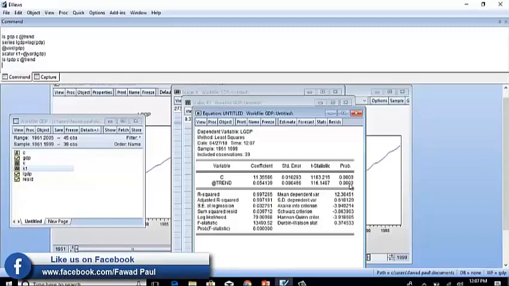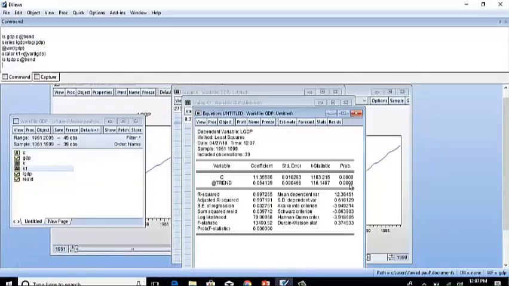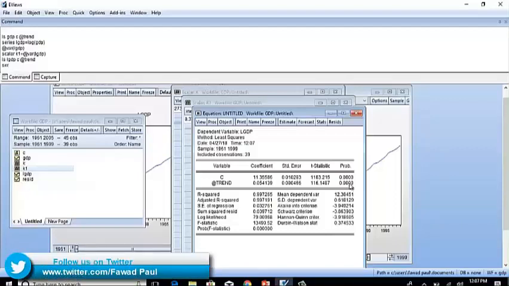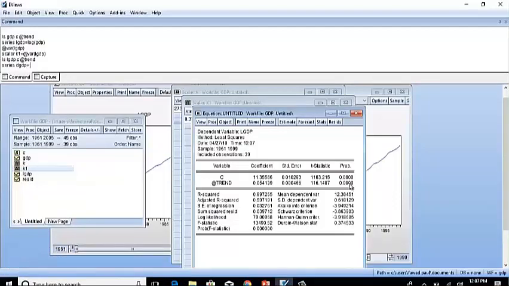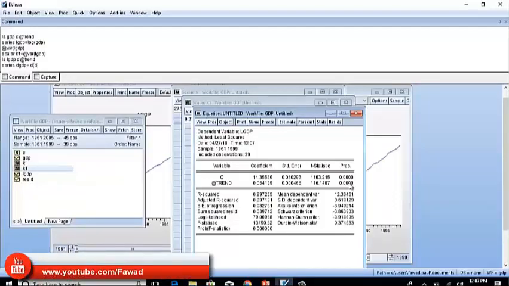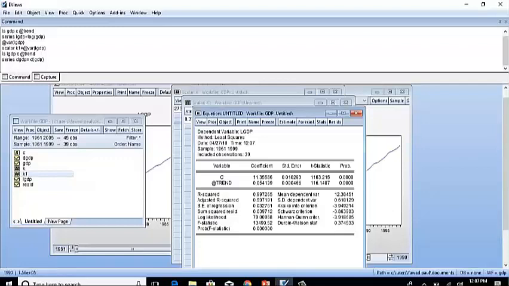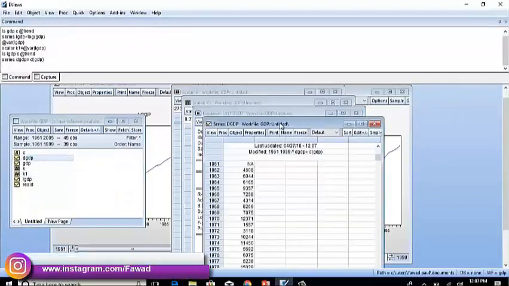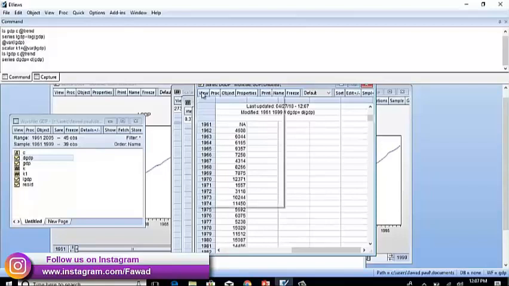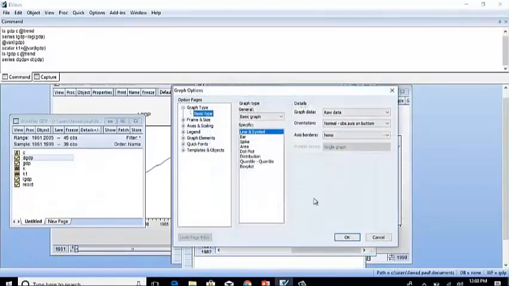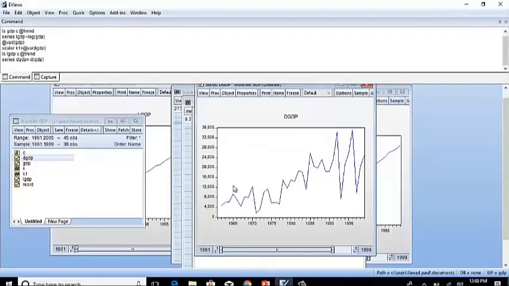So let's take the first difference of the GDP. Series DGDP = D(GDP). This is the first difference of GDP. Let's take the graph of it. Look at this graph. The mean is not 0, as you can see it is around 4000, and there is also a lot of variation in the variance.